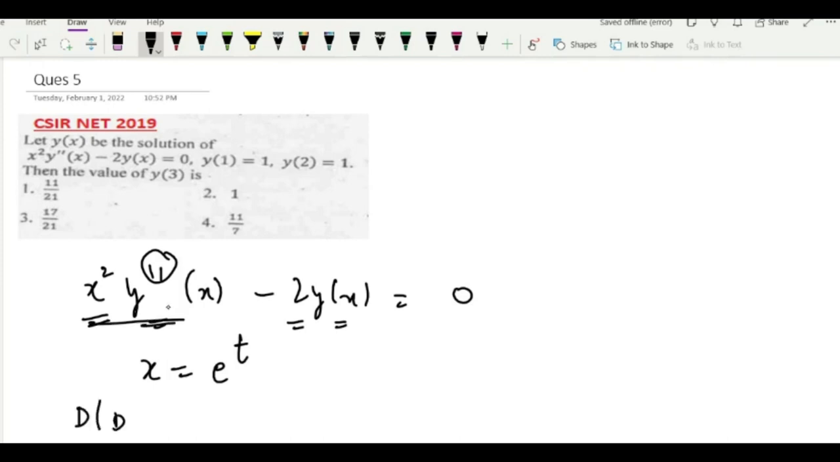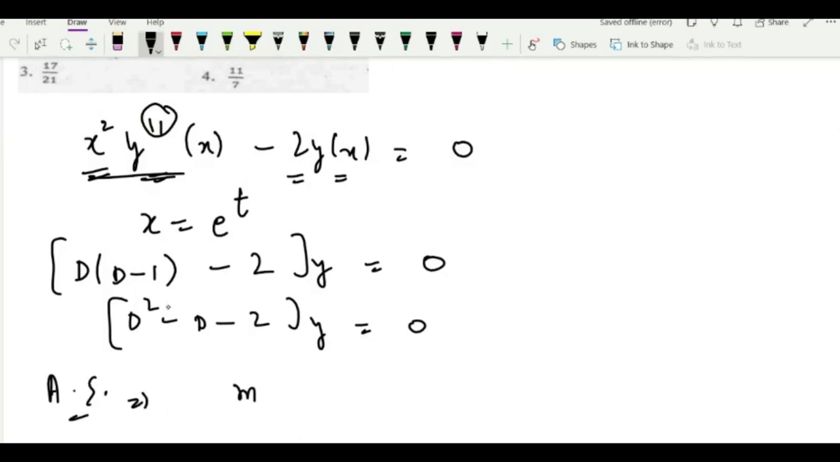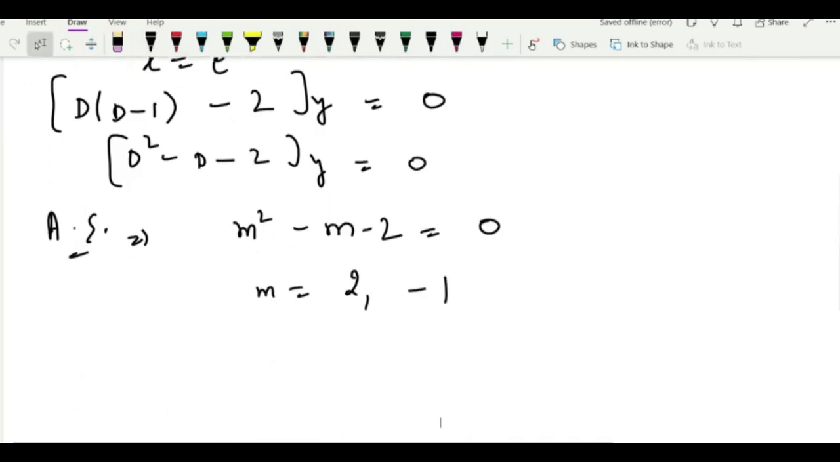This will become D(D − 1) − 2, and whole y common, is equal to 0. This is our symbolic form: (D² − D − 2)y = 0. So for finding the auxiliary equation, replace D by m: m² − m − 2 = 0. Here we get two roots. Just simplify it, 2 and −1. So these are real and distinct roots.